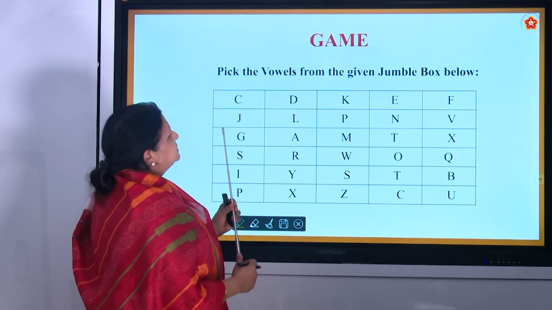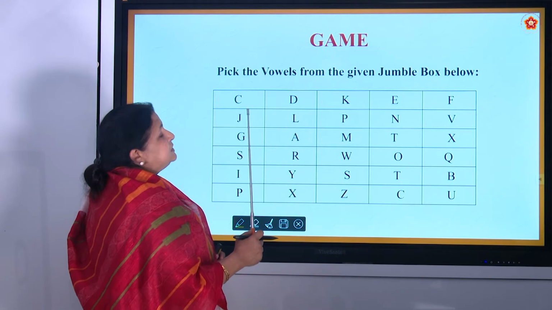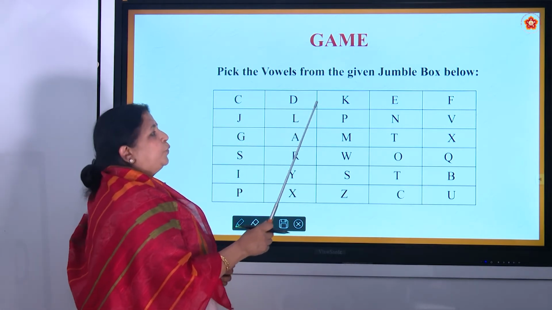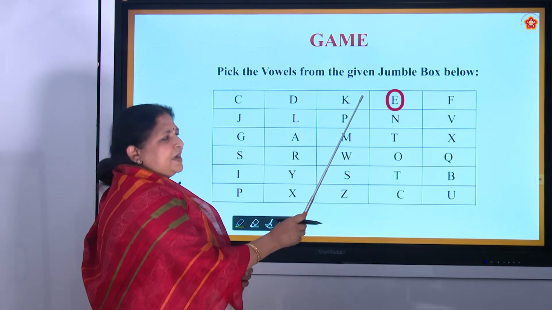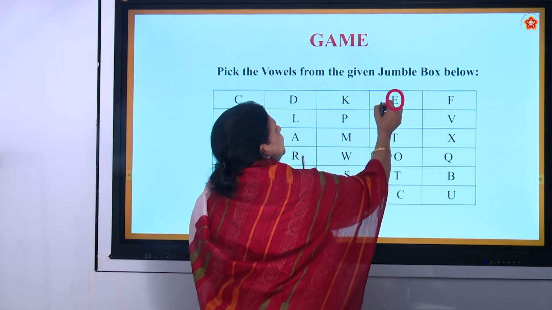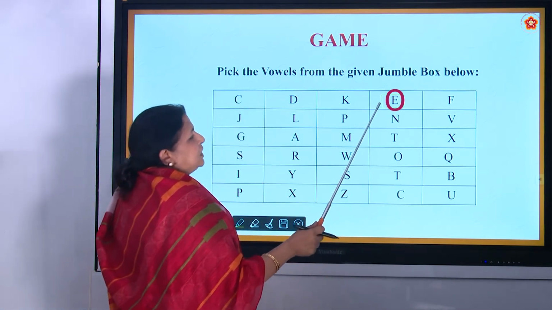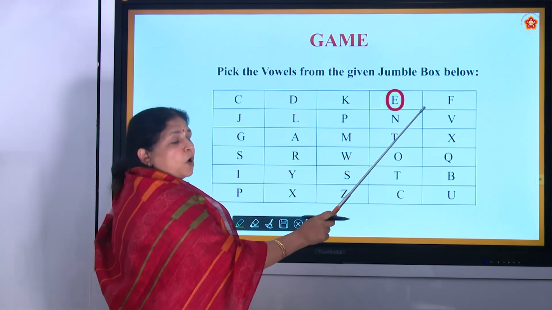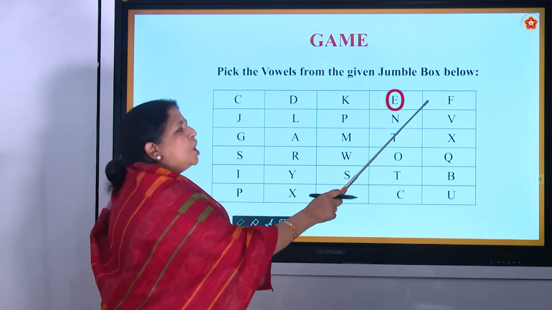In the first sentence, is there any vowel? See, is C a vowel? No. Is D a vowel? No. K? No. What about E? Yes, E is a vowel. So let us do a circle or a mark for it. F. Is F a vowel? Who said F is a vowel? No, F is not a vowel.